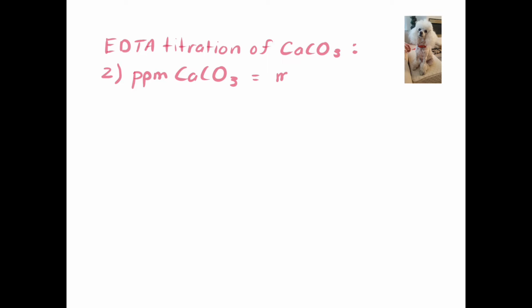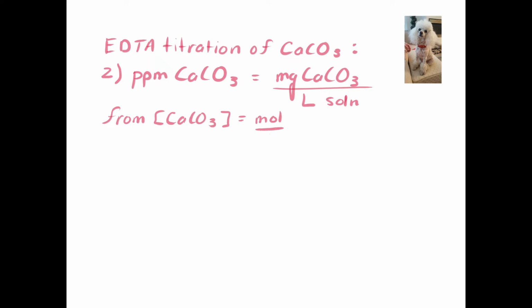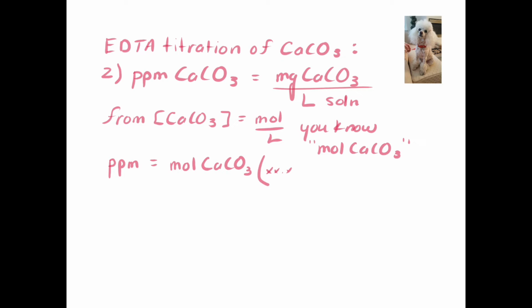By definition, parts per million is milligrams of the calcium carbonate per liter of solution. You already have the moles of calcium carbonate from your previous molarity calculation. That number of moles must be converted to grams using the molar mass and then to milligrams.